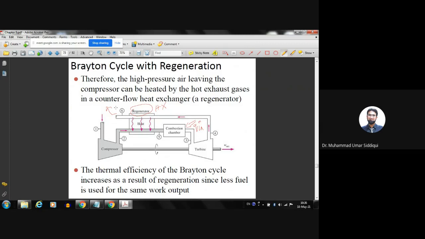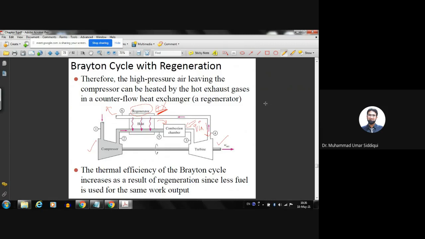You have to understand one thing. The regenerator is an added component. It is a heat exchanger. It does not affect the compressor at all. It does not affect the turbine at all. The only thing that it affects is the combustion chamber. Why? Because all of the heat which was required to be supplied through the combustion chamber, now part of it is being supplied by the regenerator. So our Q in will actually be reduced. We don't need to supply all the Q in by the combustion chamber.